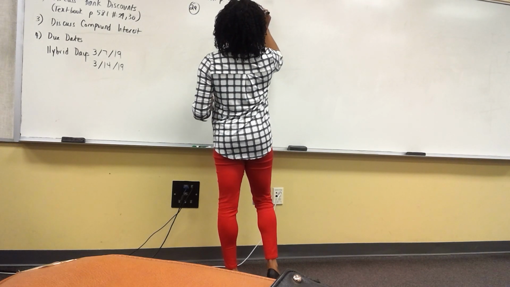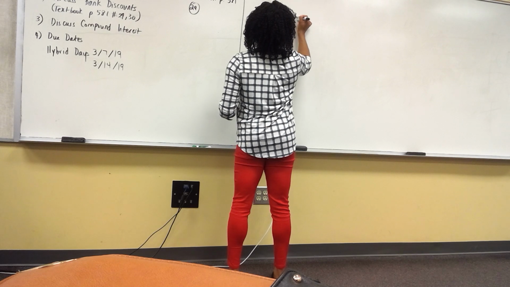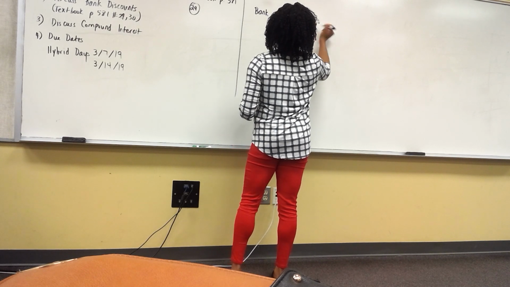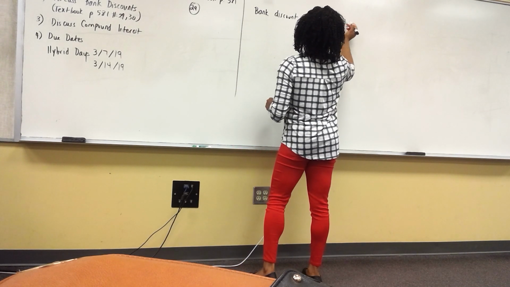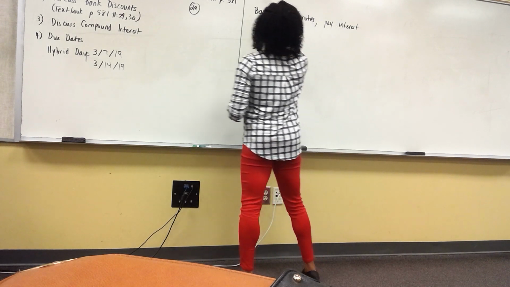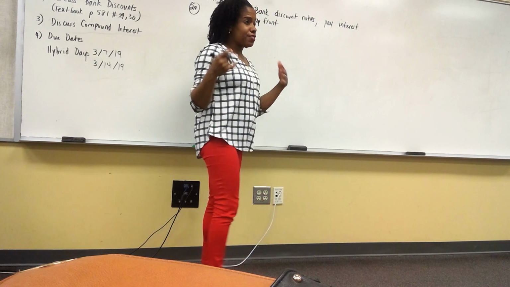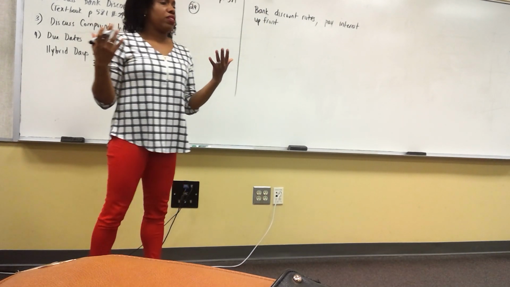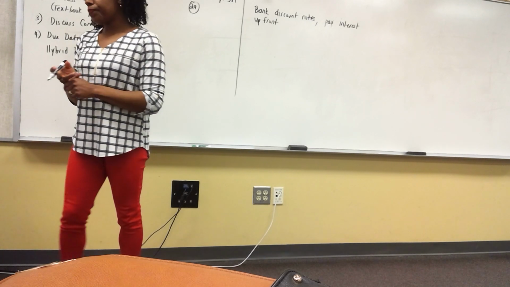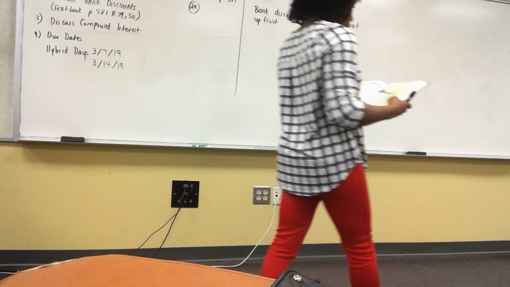So here's the deal with the bank discount notes. You pay the interest for the loan up front. You can kind of think of it as a fee that the bank charges you to use their money. All right? So how do we find out the fee that Julie had to pay up front?